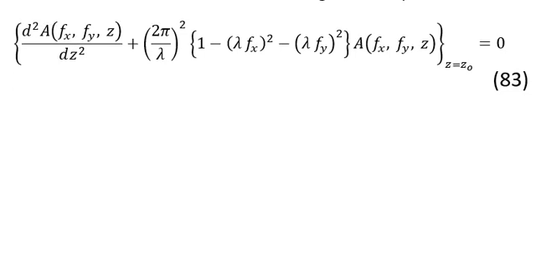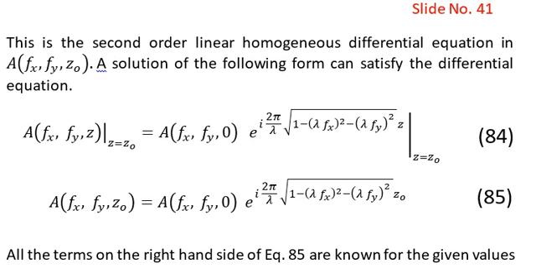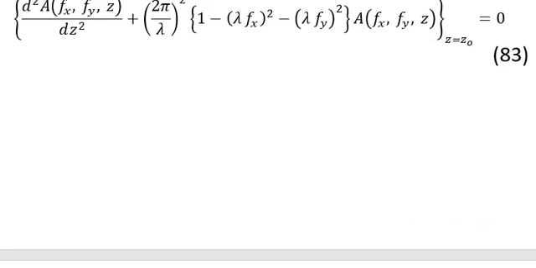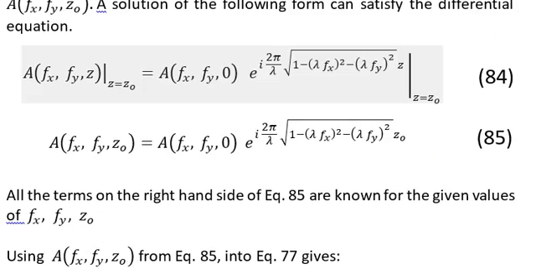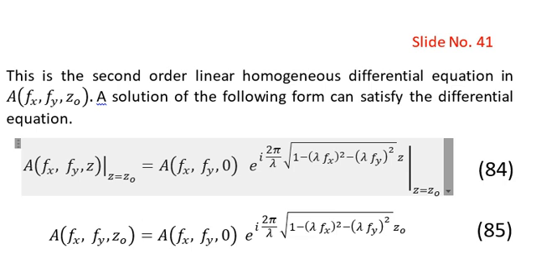If you look at this equation 83, this is a differential equation. This is a second order linear homogeneous differential equation, and a solution of the following form can satisfy the differential equation. So you see that in equation number 84 we are suggesting a solution of this differential equation, and of course this satisfies the differential equation if you try this one. So this is the solution of the differential equation that we are suggesting.